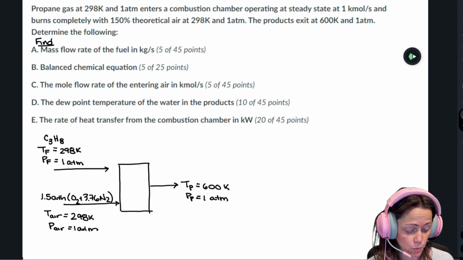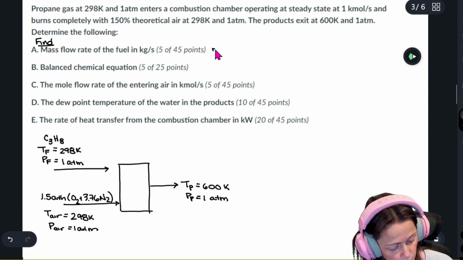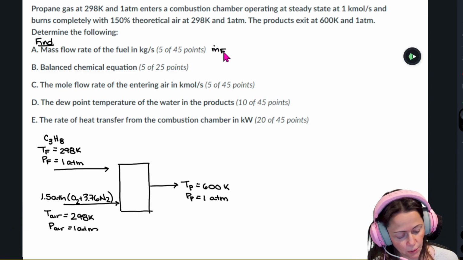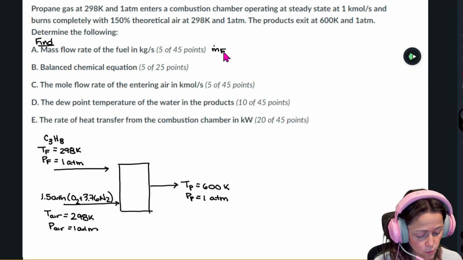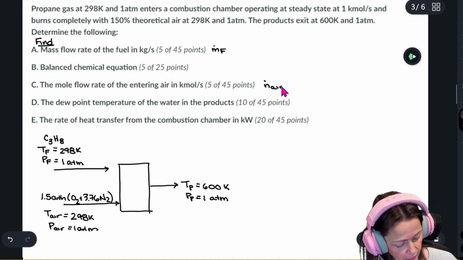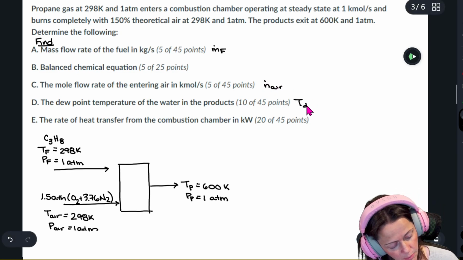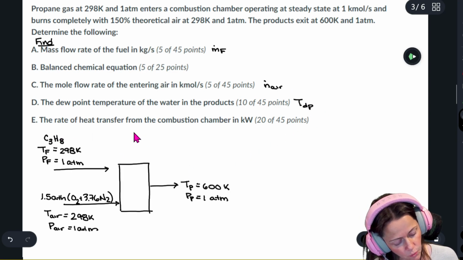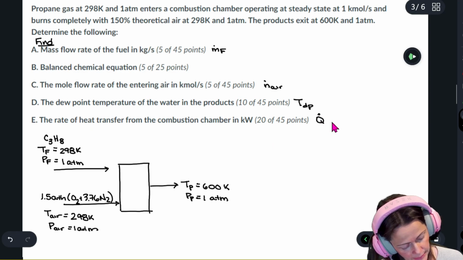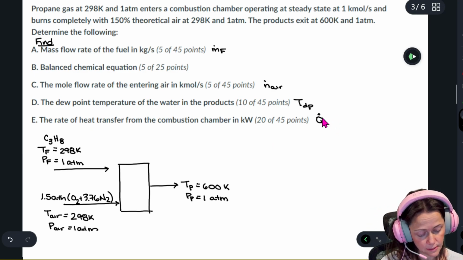We want to find the mass flow rate of the fuel, so we want to find m dot f. We want to find the balanced chemical equation. Okay, that is what it is. We want to find the mole flow rate of the entering air, so we want to find N dot of our air. We want to find the dew point temperature of the water in the products. And we want to find the rate of heat transfer, Q dot, in kilowatts.